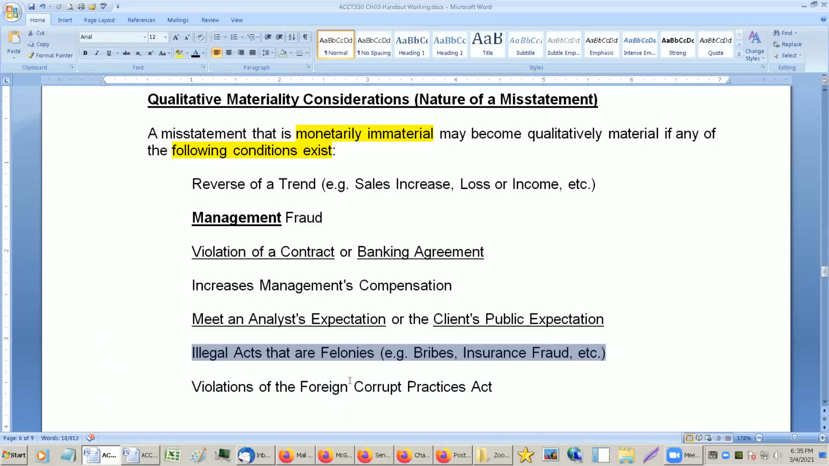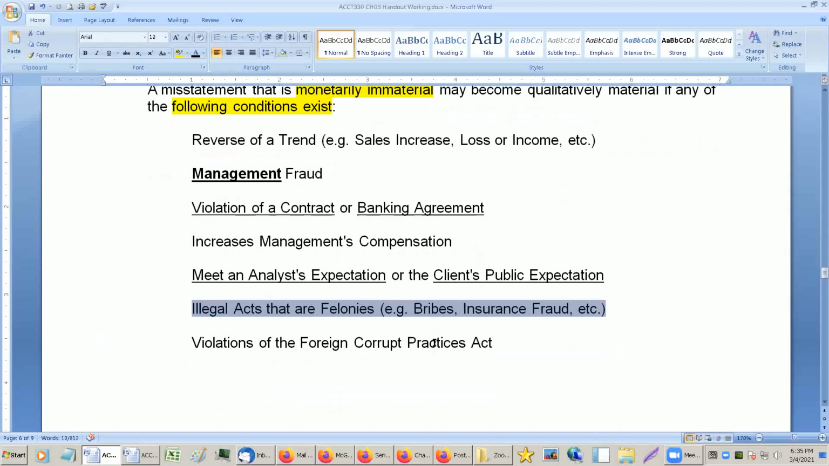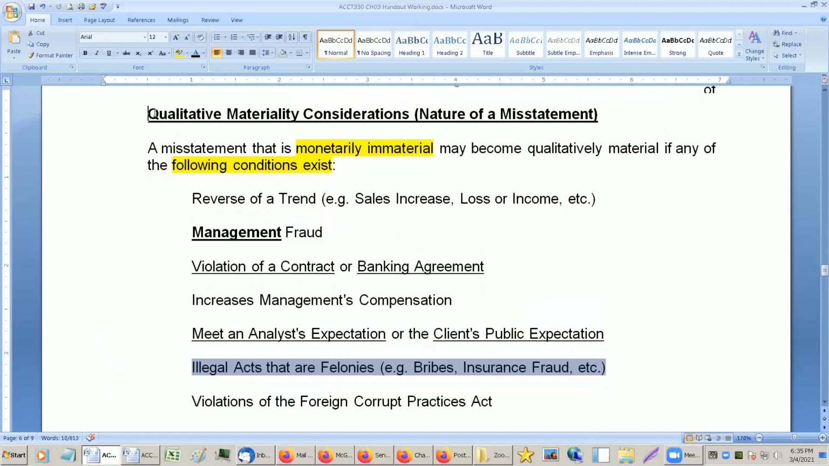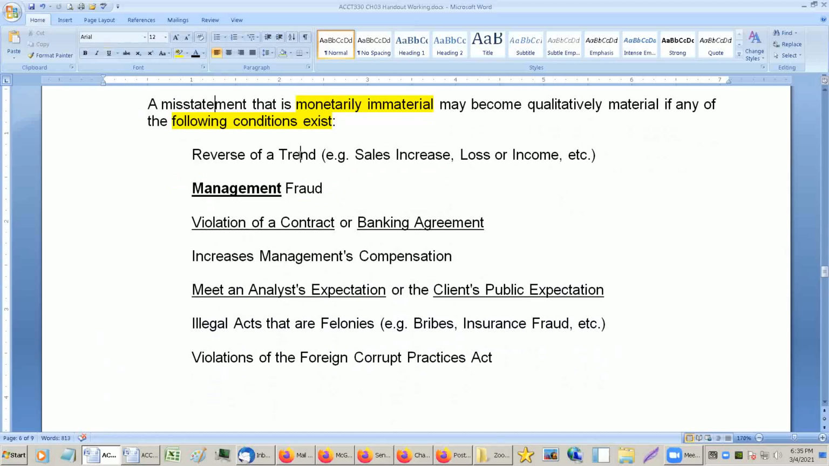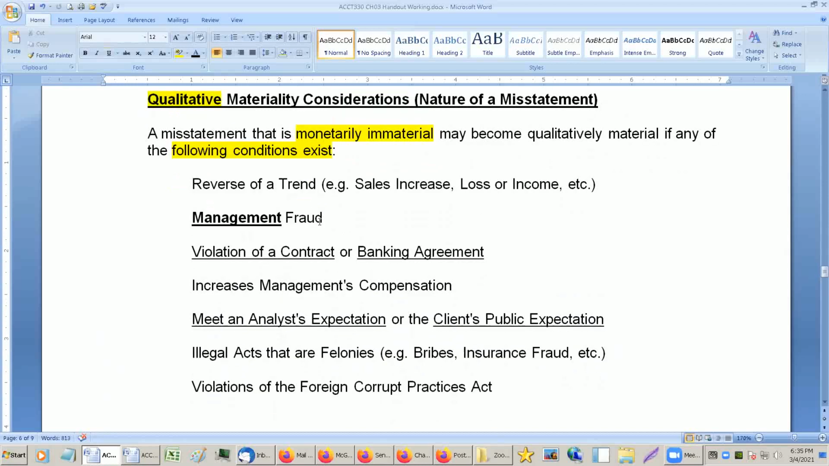Okay, so these are called qualitative, not quantitative; they're not dollar amounts. A lot of times they would be immaterial, but they become material because of the nature of them.